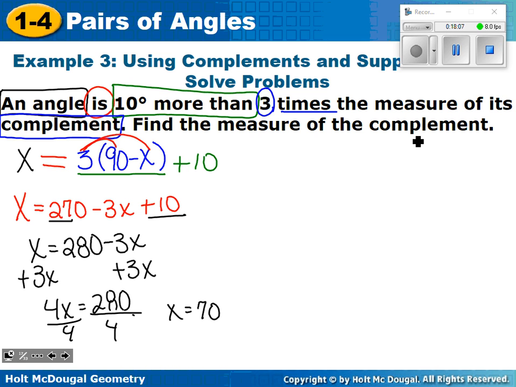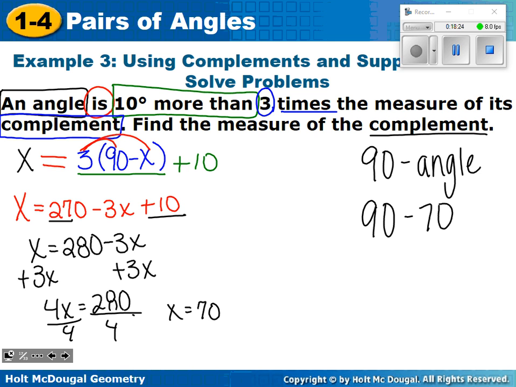But again, that is the angle, right? We call it the angle x. So how do we find the complement? We subtract it from 90. The complement is 90 minus the angle. The angle was 70. So what is 90 minus 70? 20. 20 what? Degrees. Don't forget your degree symbol.